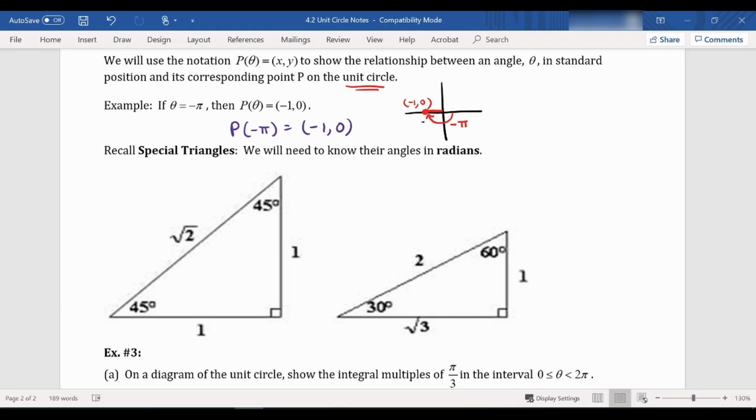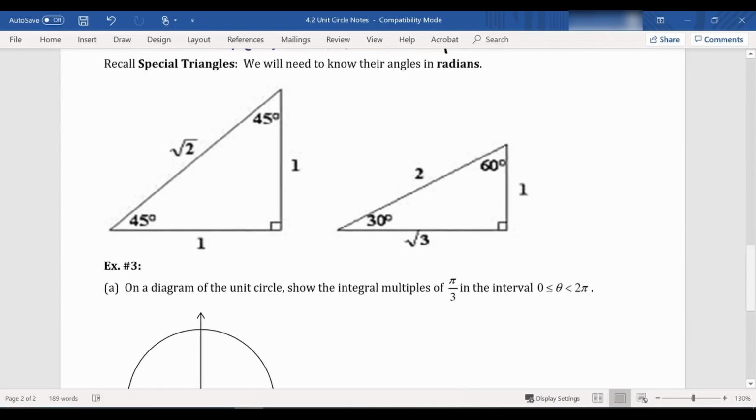Now, this point would also be associated with other angles, such as pi or 3 pi or 5 pi, but that's not what we were asked about here. Now, there are a couple special triangles that you dealt with that you will need to be comfortable with as you go through this chapter. These are triangles that you should know from Math 11. If you don't have them memorized, you should do so.